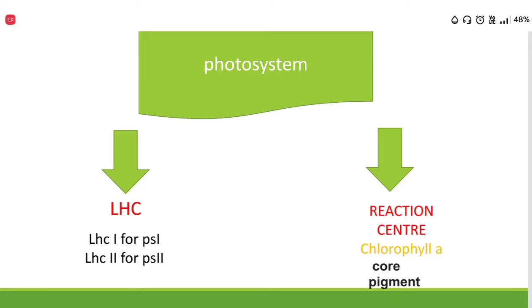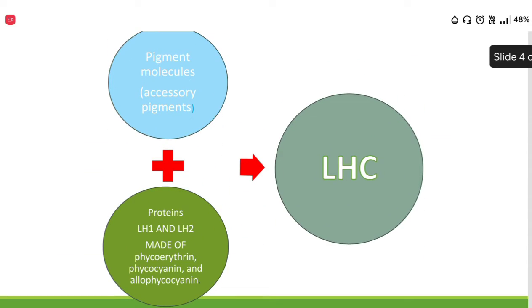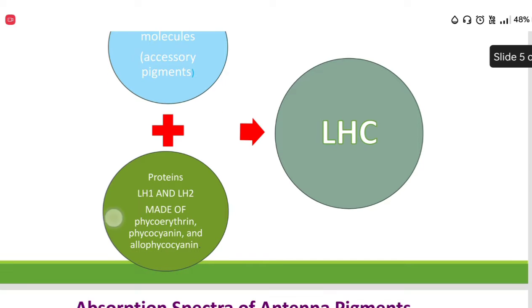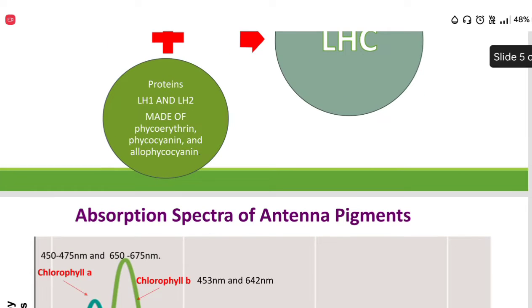So the reaction center is chlorophyll A, which is core pigment. Then what is this LSC made of? So this LSC is made up of pigment molecules, which involves accessory pigments that are chlorophyll B, xanthophyll, phycoerythrin, carotenoids, etc., and proteins, which involves LH1 and LH2, which is made up of phycoerythrin, phycocyanin, allophycocyanin.